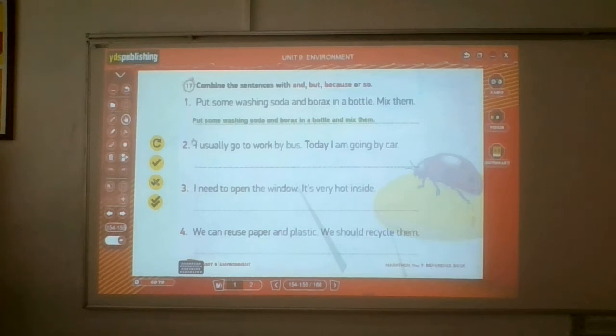I usually go to work by bus. Today I am going by car. I usually go to work by bus, but today I am going by car. Guys, number 3 and 4 will be your assignments.